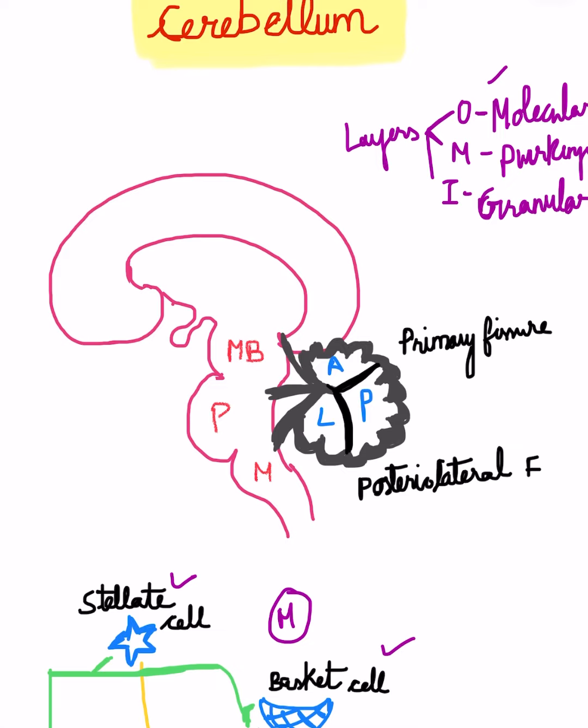Let's see once again. The molecular layer, the outer layer, has stellate cells and basket cells, which stands for a basket full of stars. In the middle layer, we have the Purkinje layer and the Purkinje cells in it. The inner layer is the granular layer. We have the granule cells and Golgi cells.